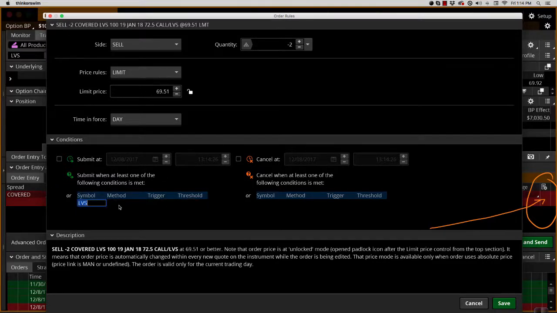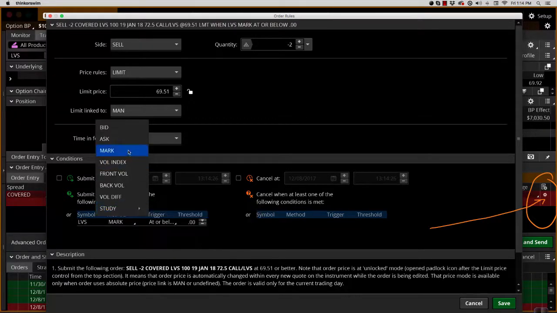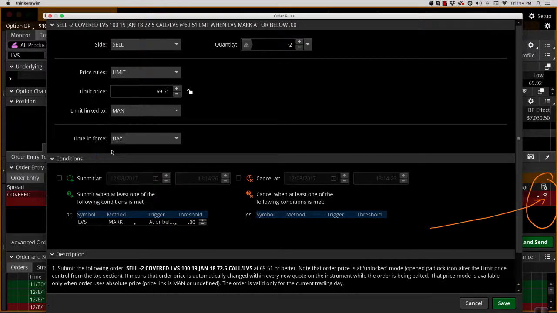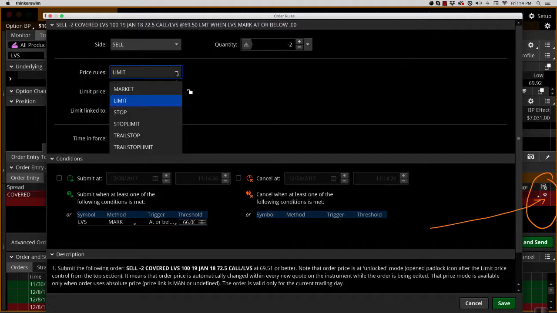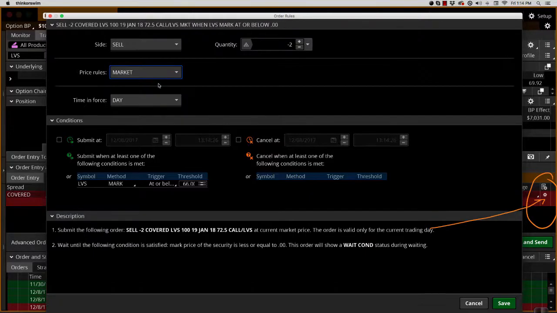I'm going to say, okay, when Las Vegas Sands, I'm going to go with the mark, which is the difference between the bid and the ask, trades at or below, and I'm just going to put in the break-even point, $66. If it trades at or below the break-even point, $66, we're going to sell the covered position, and I'm going to change it to a market offset and just say, if that contingency hits, sell it at market. At which point it'll sell the stock at market, which should liquidate no problem, and it'll sell the option at market.